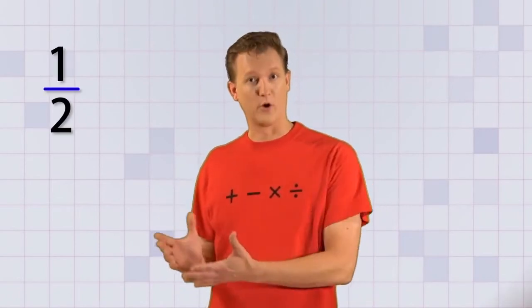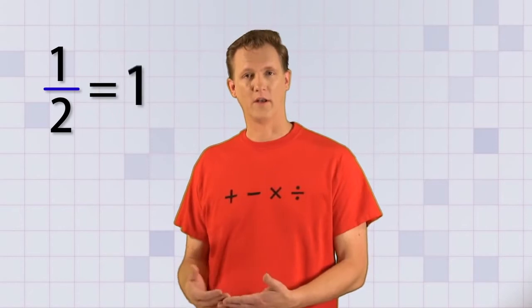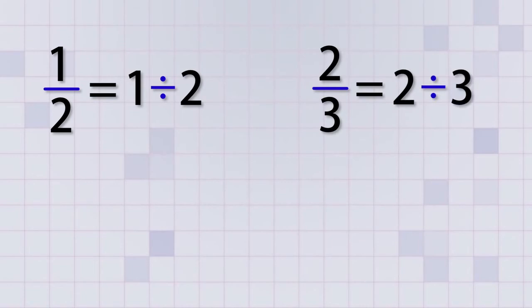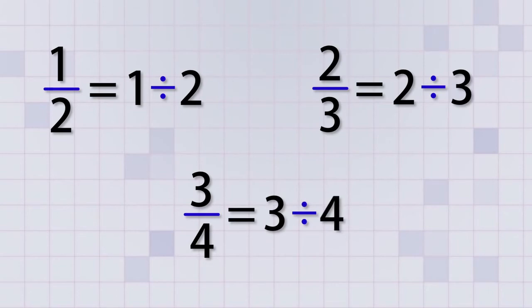Now let's look at some of the common fractions that you're already familiar with and think of them as division problems. For example, 1/2, or one half, is really just 1 divided by 2. The fraction 2/3, or two thirds, really means 2 divided by 3. And the fraction 3/4, or three fourths, really means 3 divided by 4.